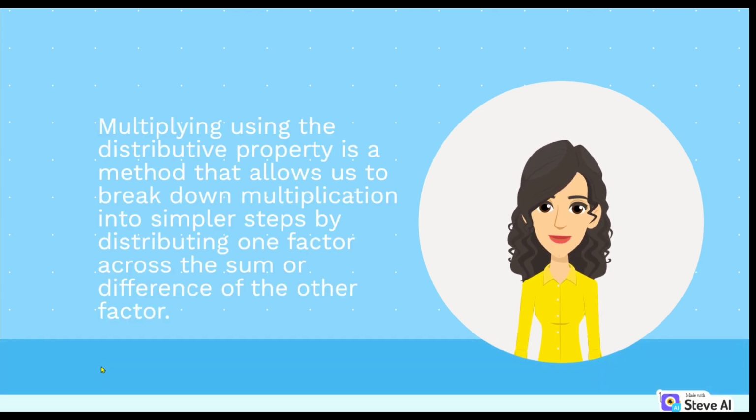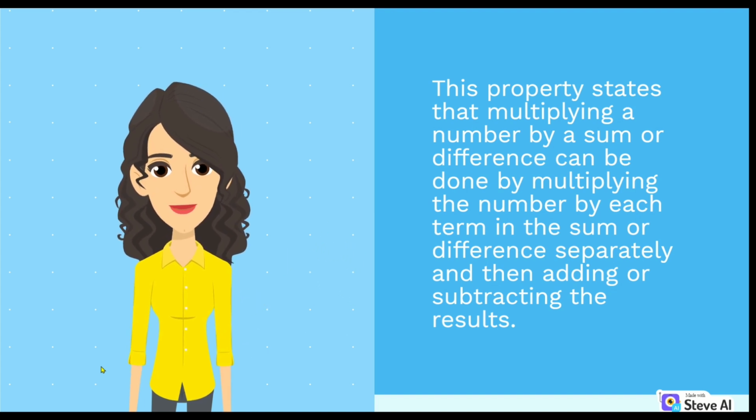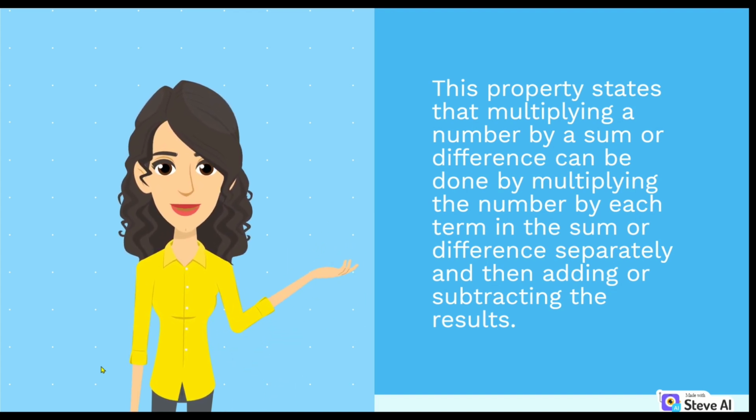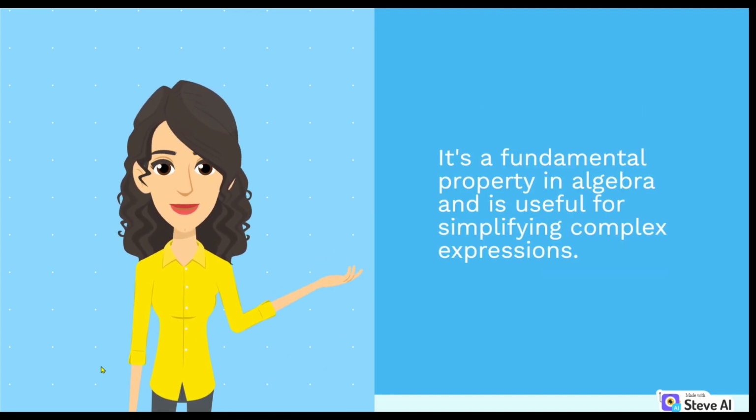Multiplying using the distributive property is a method that allows us to break down multiplication into simpler steps by distributing one factor across the sum or difference of the other factor. This property states that multiplying a number by a sum or difference can be done by multiplying the number by each term in the sum or difference separately and then adding or subtracting the results. It's a fundamental property in algebra and is useful for simplifying complex expressions.